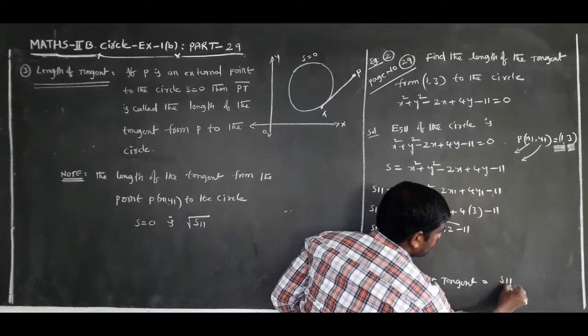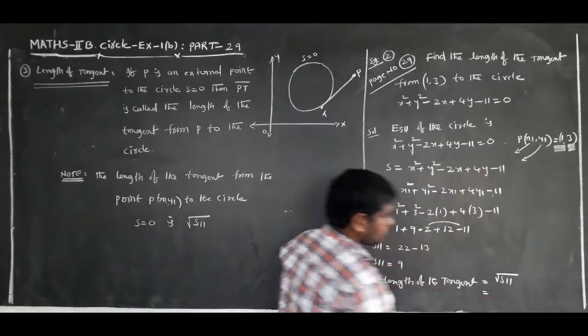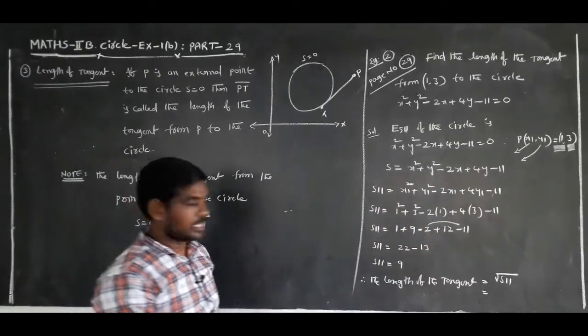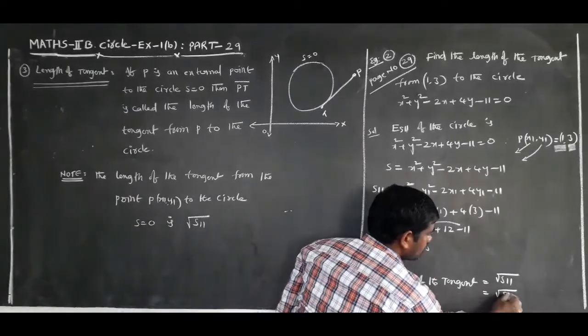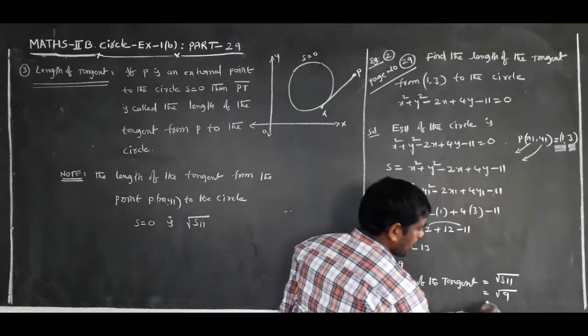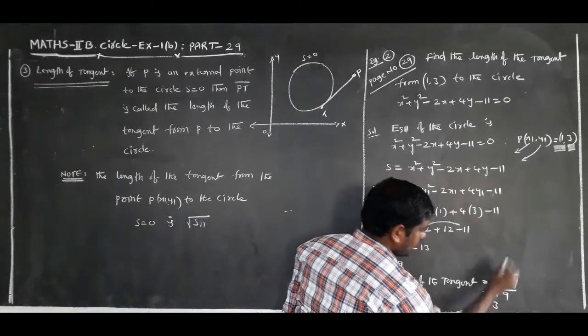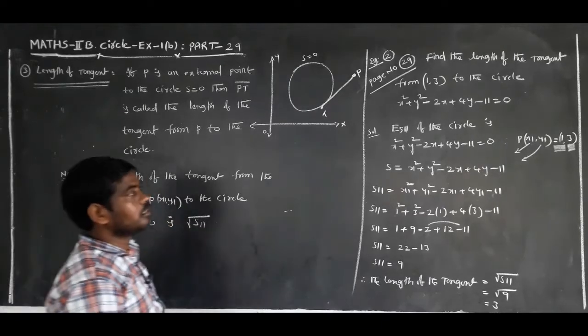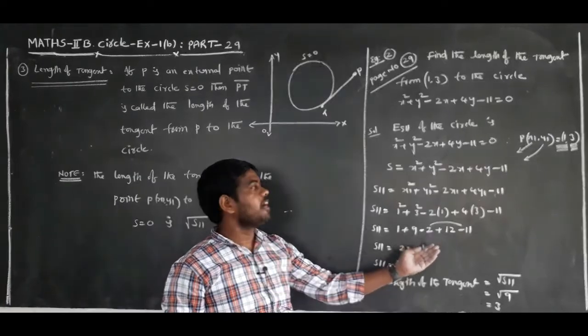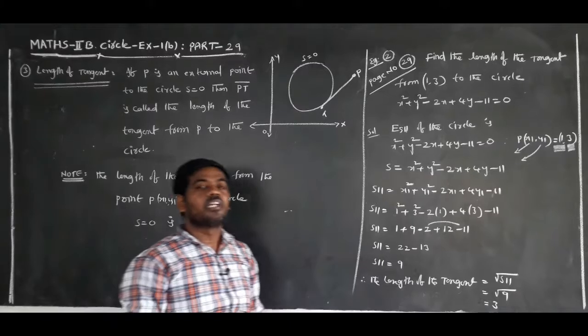is equal to root S11. Root S11 is equal to root 9, which is equal to 3. This is the process for finding the length of the tangent.